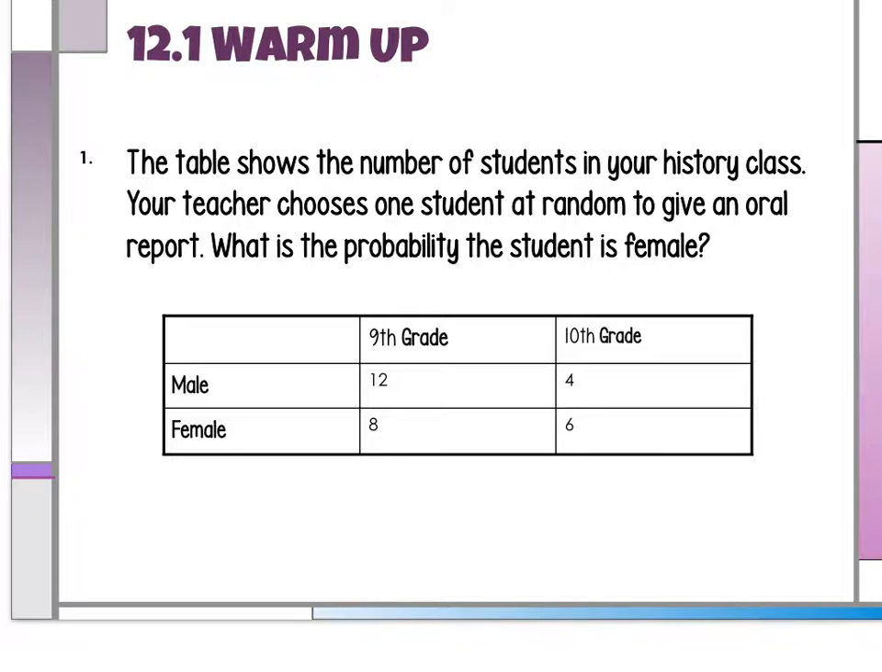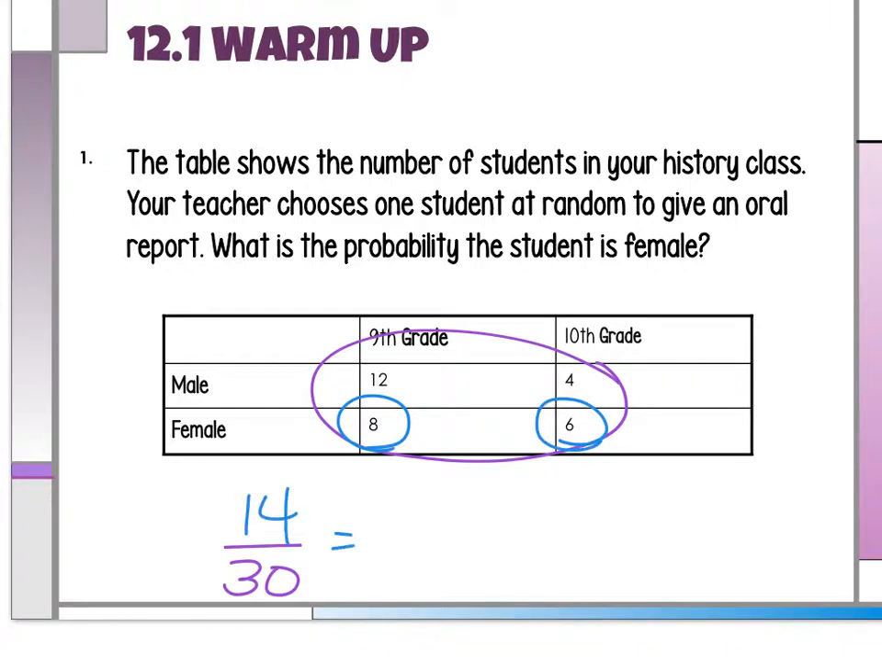So before I even do numbers, what am I looking for? Female over what goes in the bottom? Total. So if I add up all of these, I get what? 30. So that's my total. And then the female would be both the 9th grade and the 10th grade female, which would be what? Which reduces to 7 over 15. Good. So you can write it as 7 over 15, 7/15.